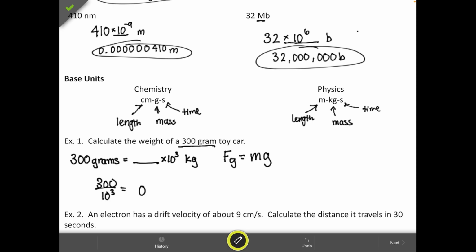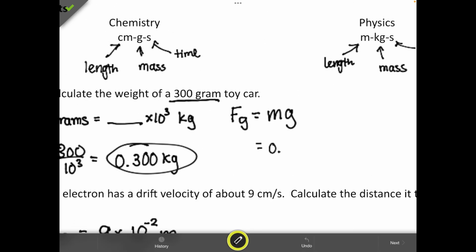So this is 0.300 kilograms. A good check at the beginning of a problem is to convert first into base units. So I needed to convert to kilograms because in physics, mass is in kilograms. That's 0.300 kilograms times 9.8 newtons per kilogram, or 2.94 newtons.